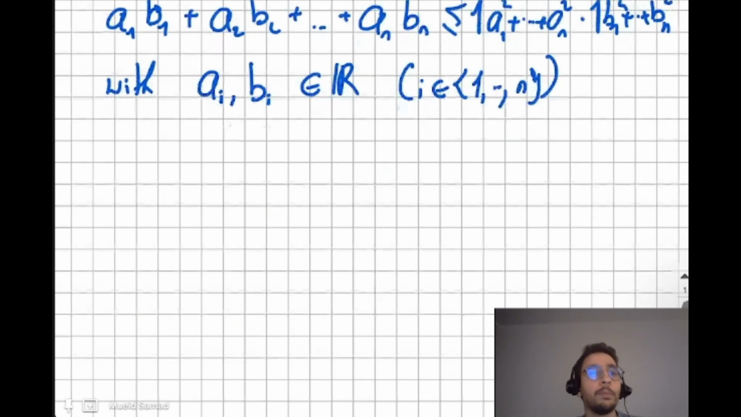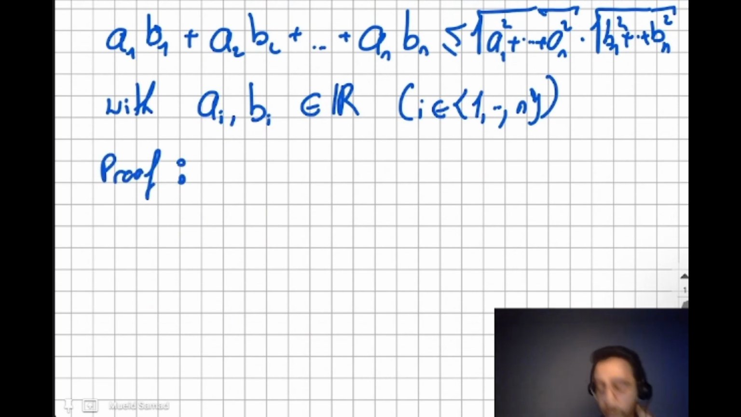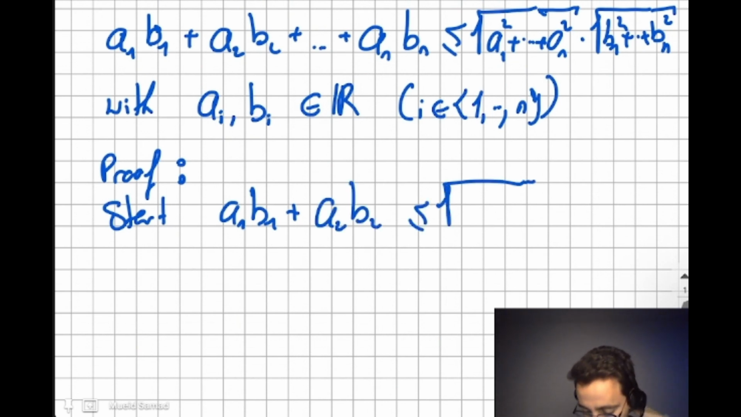Okay, how would we prove such an inequality? We can get started with the simple case, which is this first case where n equals 2, with b1 squared plus b2 squared.